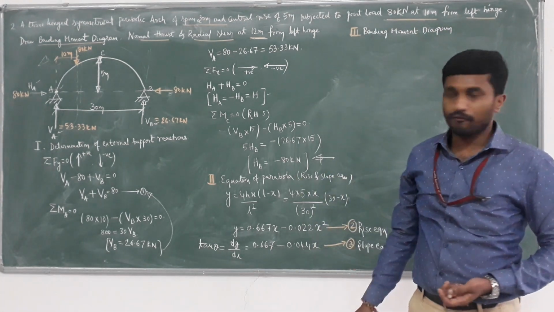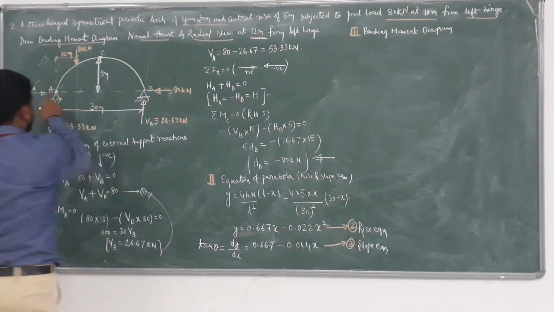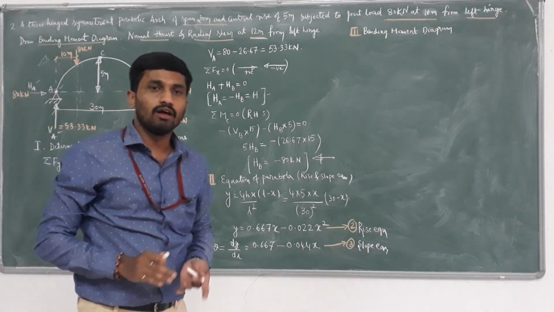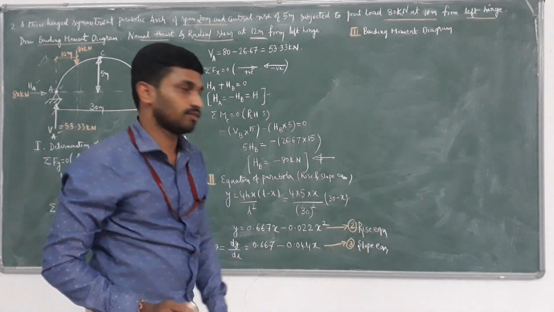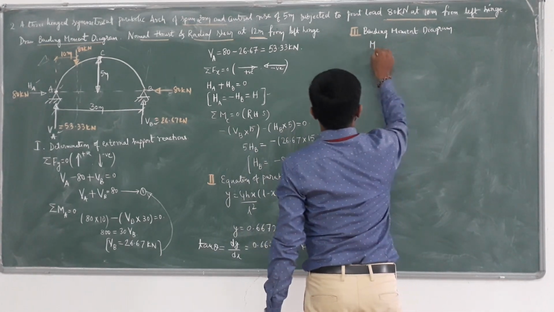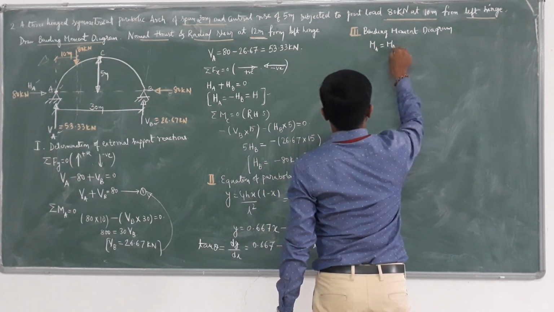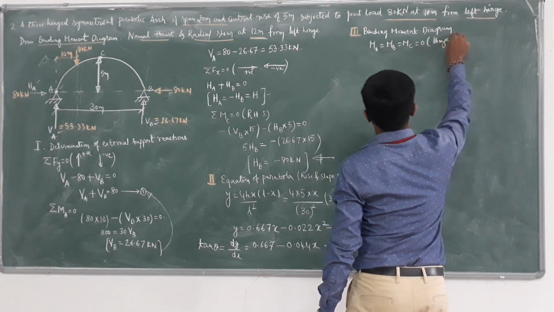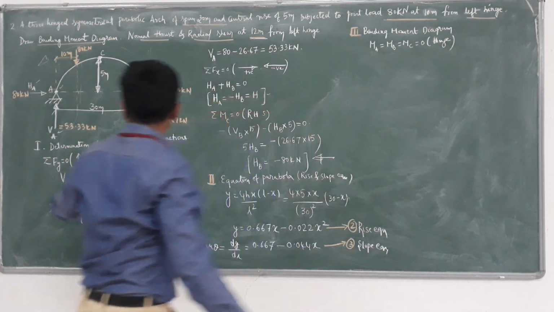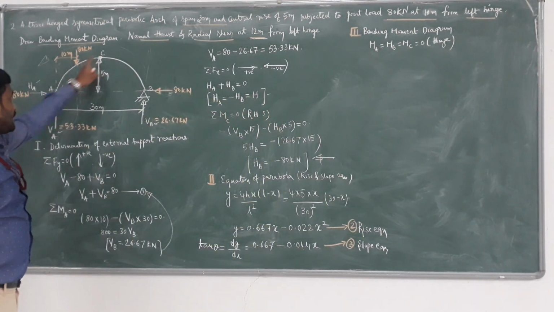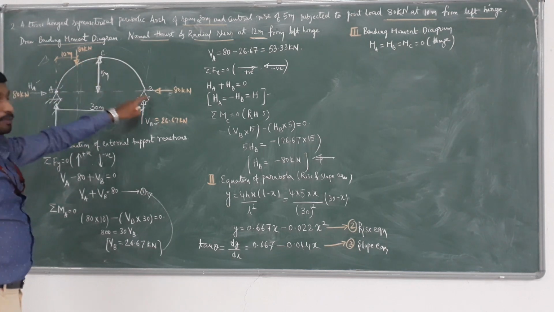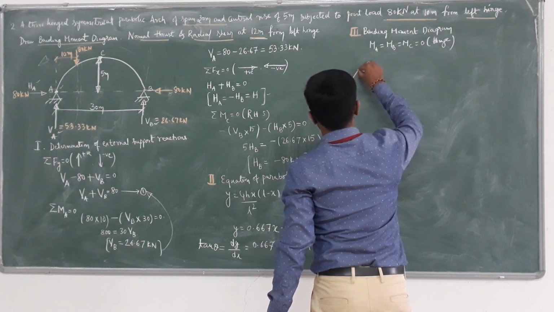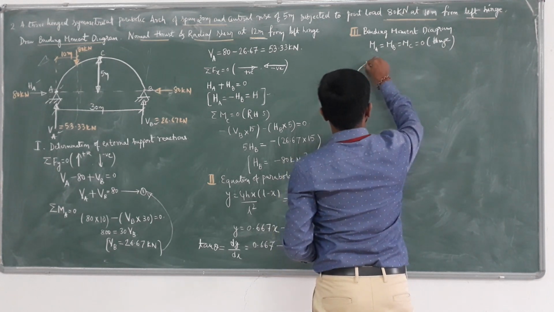For this, we know that the bending moment at A, at B, and at C is 0, because at these three points we have hinges. Now I want to determine the moment between AC and the moment between CB. First, I am considering the portion AC.